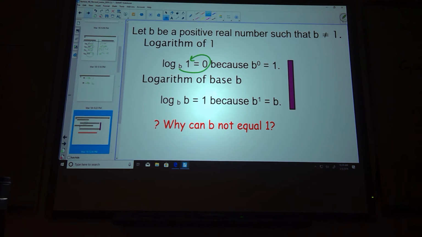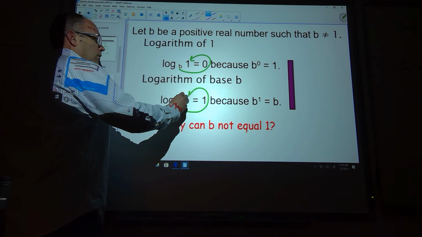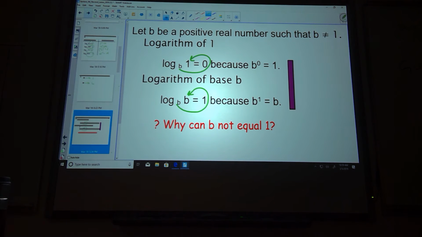And then log base b of b is equal to 1. Well, why is that? Well, that means that b to the first power is equal to b. So why can't b equal 1? Well, it's 0. We just defined it.